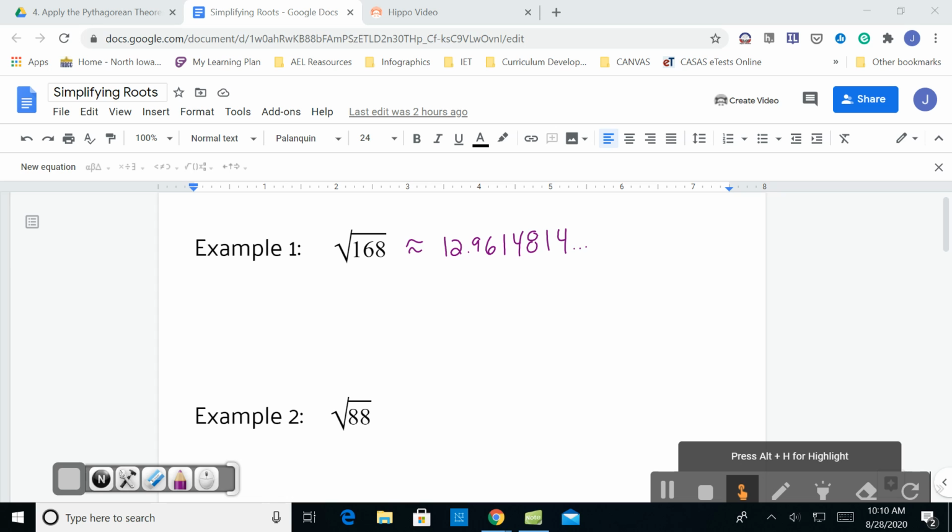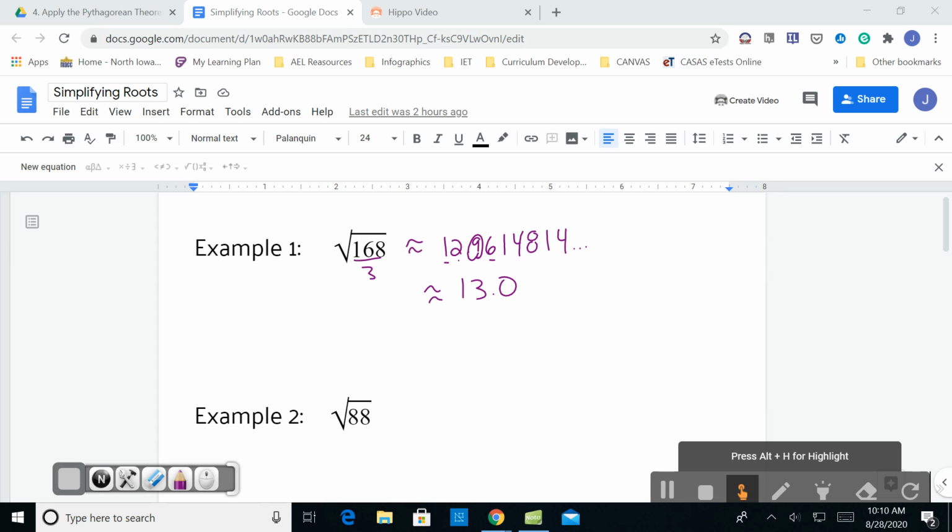On the test, it'll probably tell you which place to round to, but if we're not given that, we need to go with the number of significant figures. And the number of significant figures we start with is 3. So we're going to round this to 3 significant figures, which puts us at the 9. Since 6 is greater than 5, this becomes 13.0 for an approximate value.